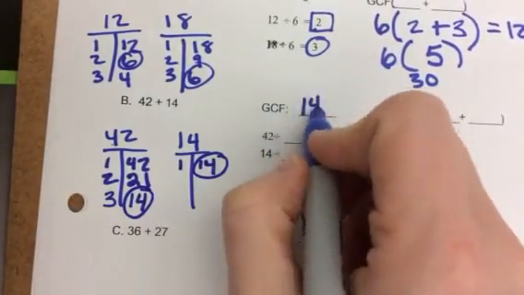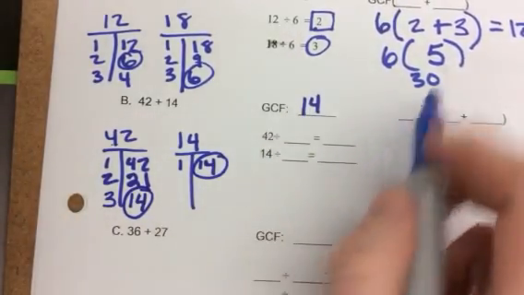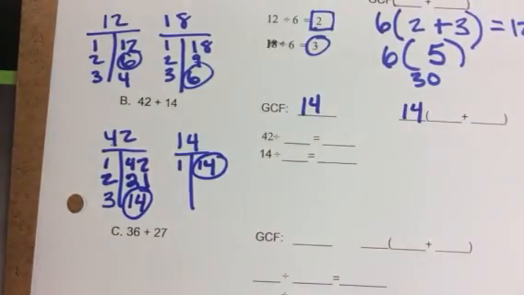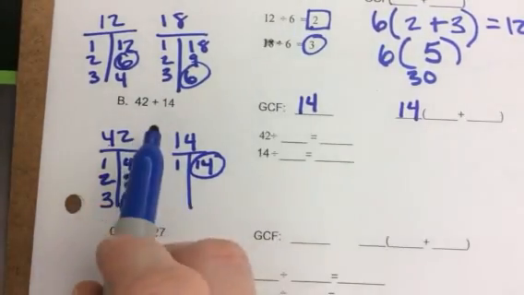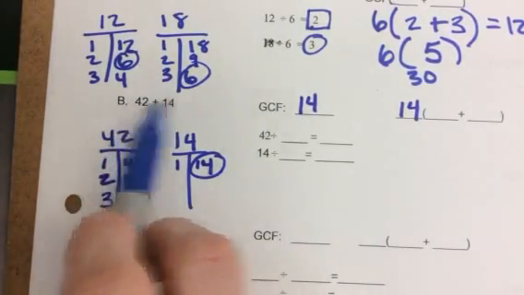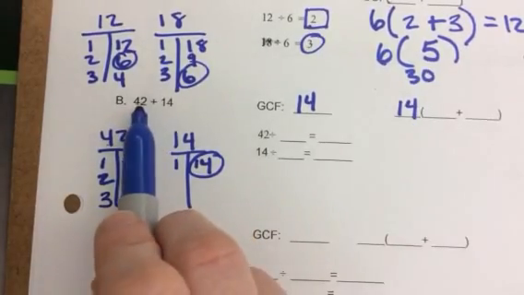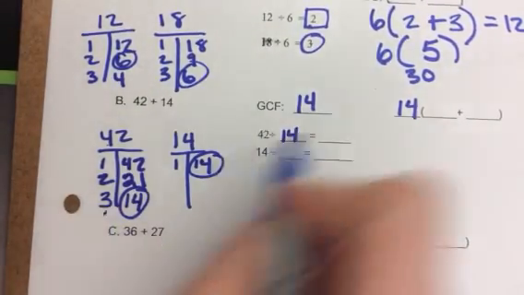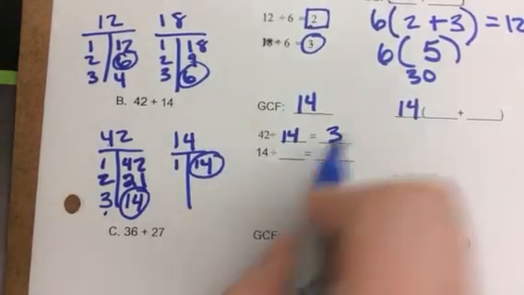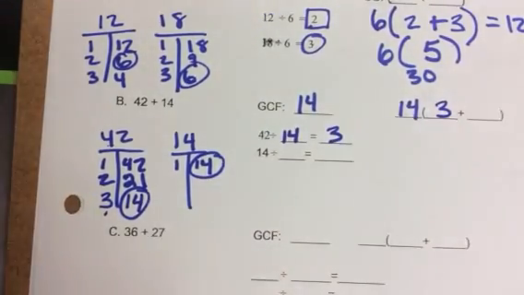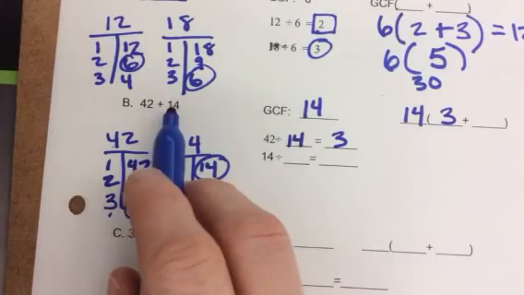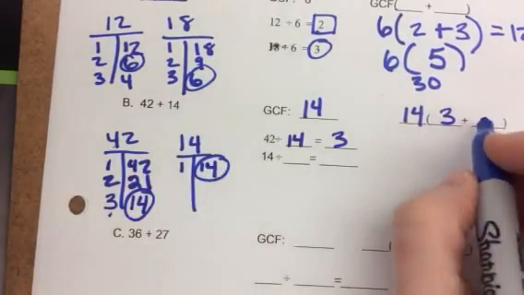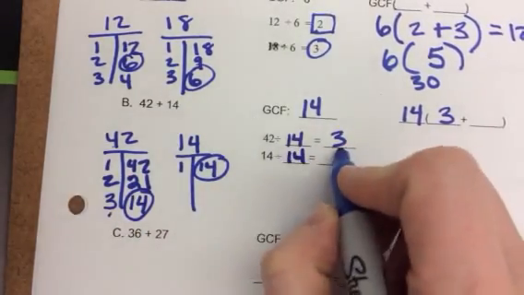So write 14 here. Your greatest common factor always goes outside the parentheses. That's what you're going to multiply by. Now ask yourself, what do you multiply 14 by to get 42? The 42 divided by 14, and you can see it's in your T-chart already, is 3. That 3 goes inside. What do you multiply 14 by to get 14? Well, that's pretty easy. 1.